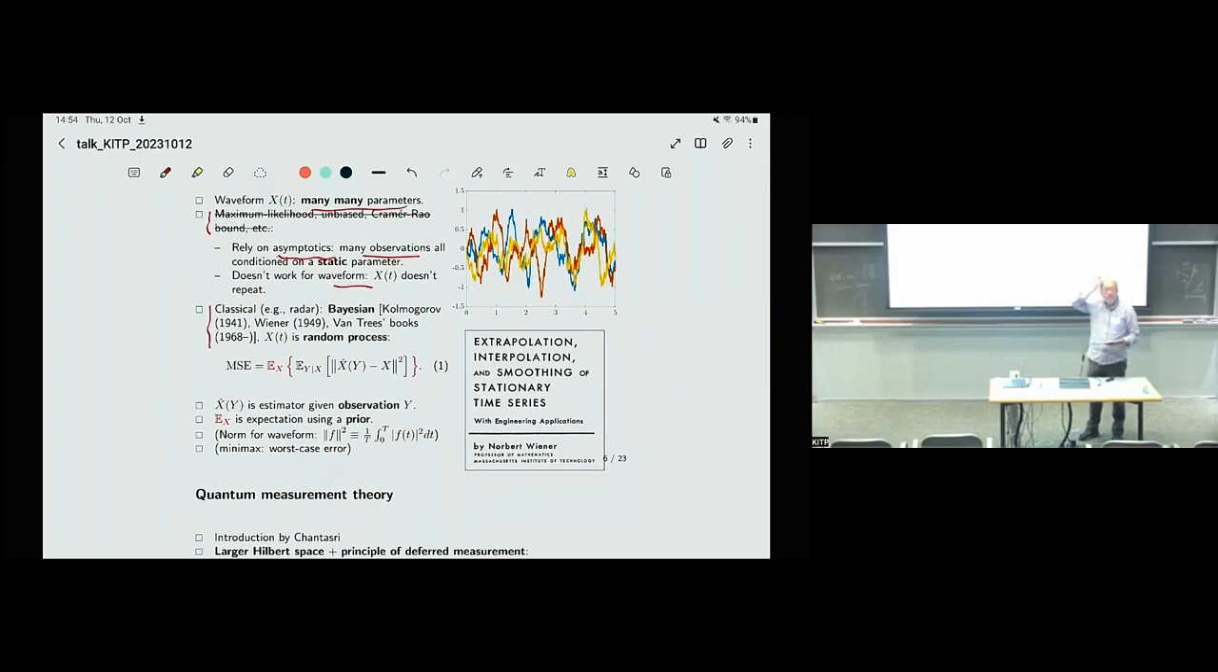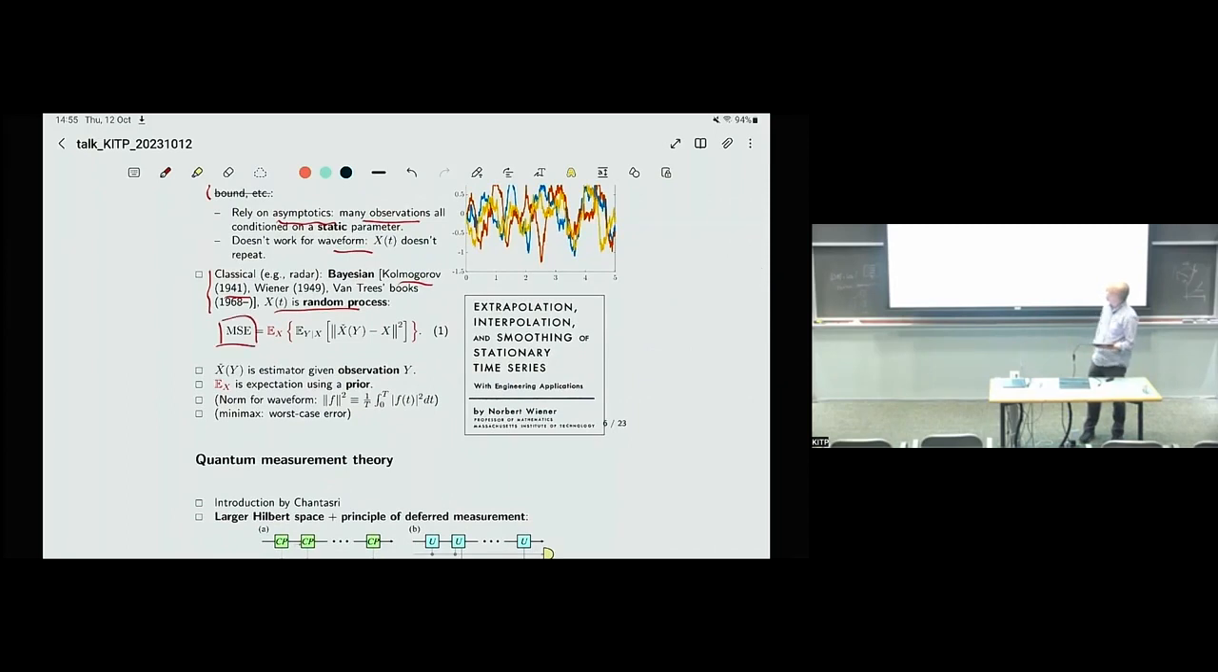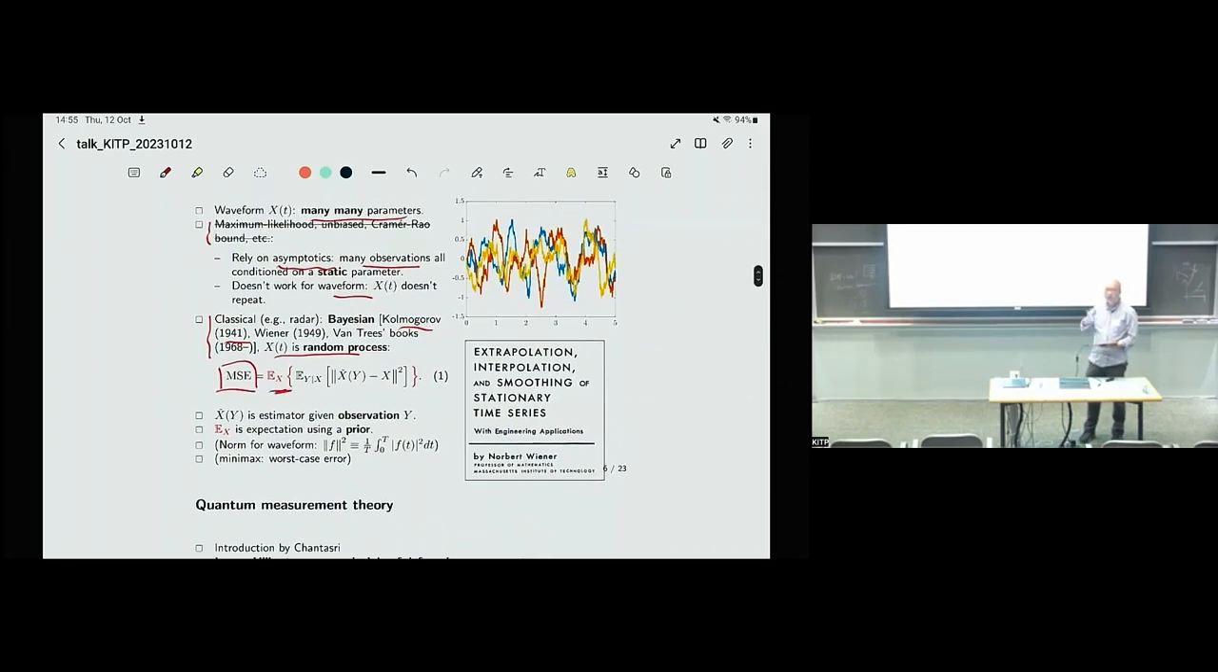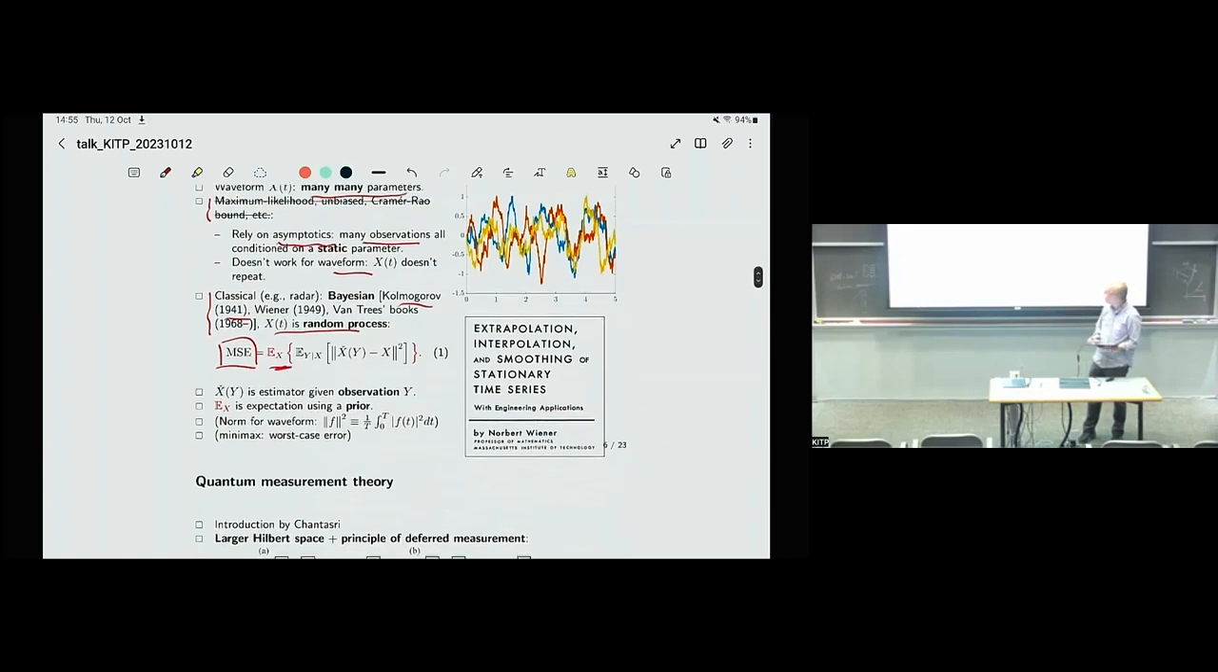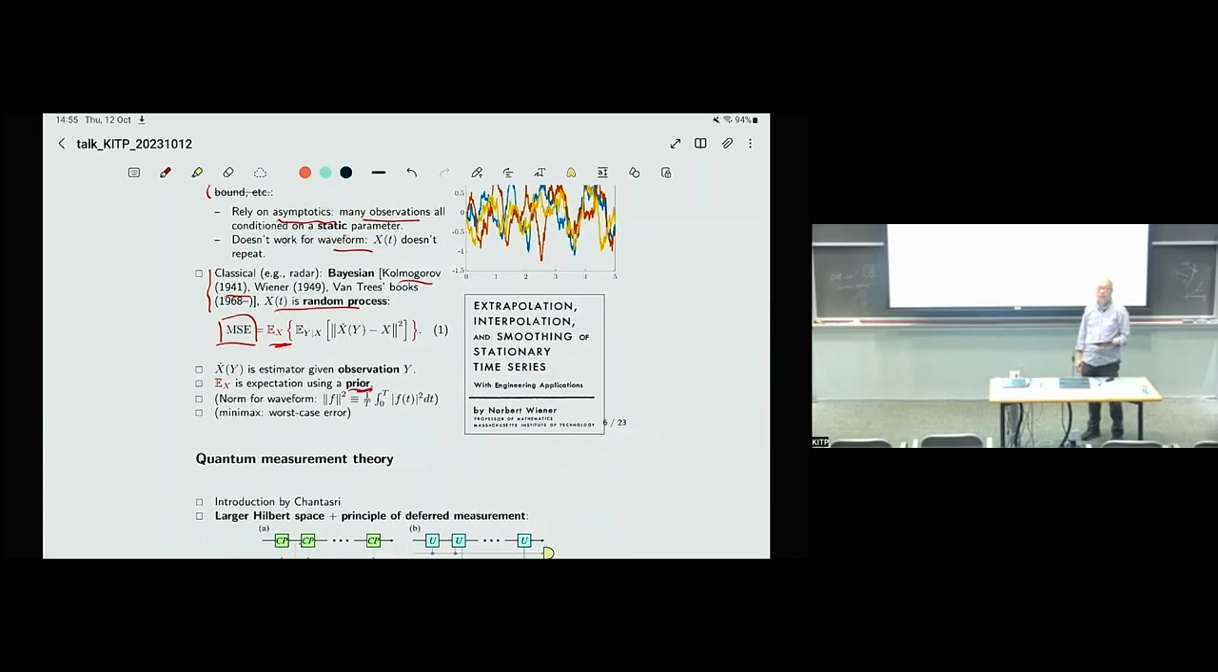Well, let's look at what people do in classical statistics since the Second World War. If you're Russian, then you realize that even before the Second World War, for example, for radar and analog communication, the solution to this problem is to assume that x of t is a random process, and then you do Bayesian estimation. Mean square error. We are going to do another expectation, not just expectation over the random observations, but expectation over some prior for your random process. So we are averaging the mean square error over some prior. So we are looking at the average performance of your detector, not just the error given some waveform. That is quite meaningless in this problem. Model it as a random process, look at the average performance, do Bayesian estimation, basically.